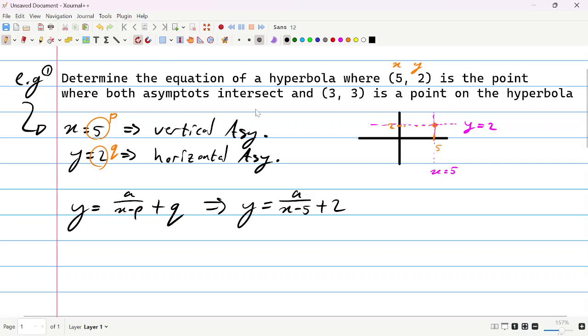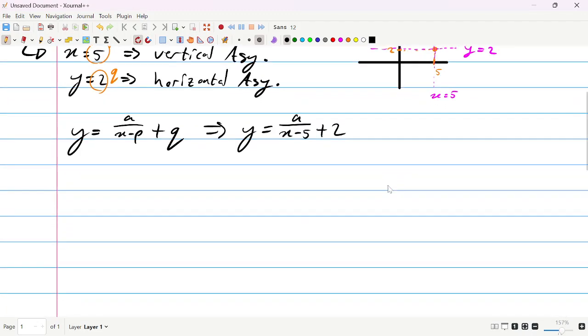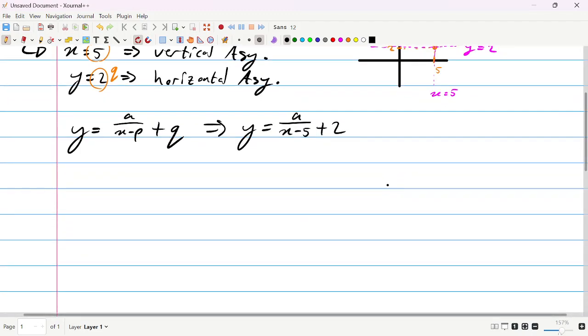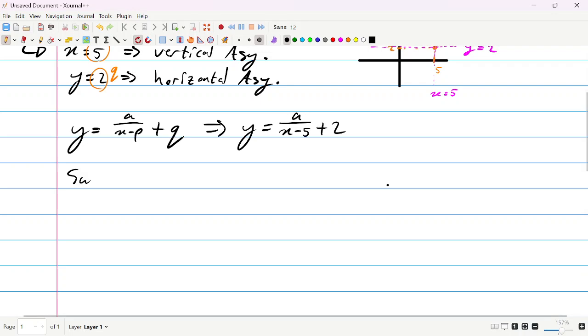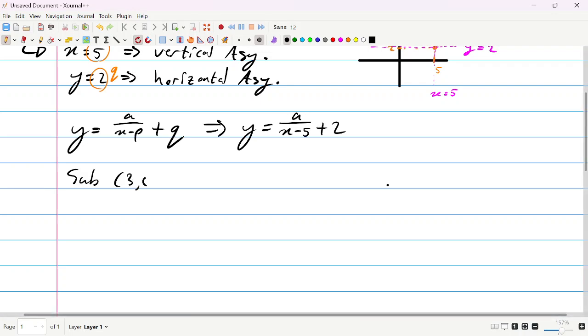Now what? We want to solve for a, but we don't have x and y, or do we? Remember, we know the point of intersection of the asymptotes is (5, 2), and it says (3, 3) is a point on the hyperbola. So we'll just plug in the point (3, 3). So therefore, we sub (3, 3) into our equation. So let's call this 1. So into 1.